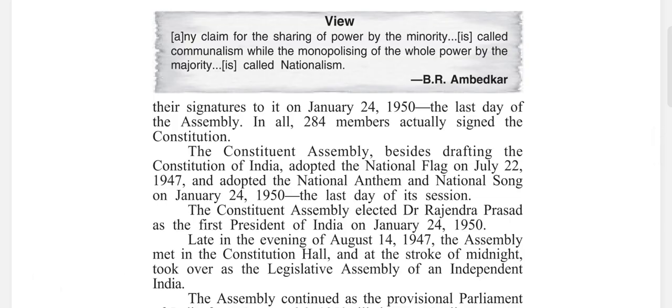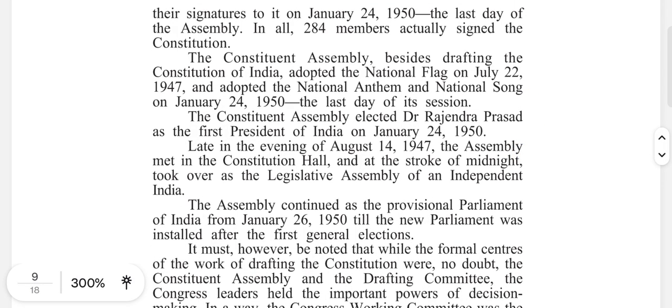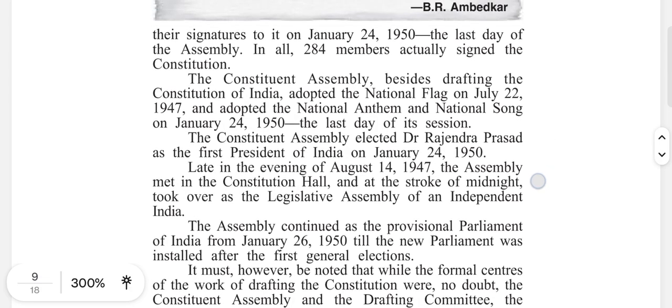In all, 284 members actually signed the Constitution. The Constituent Assembly, besides drafting the Constitution of India, adopted the national flag on July 22, 1947, and adopted the national anthem and national song on January 24, 1950, the last day of its session. The Constituent Assembly elected Dr.